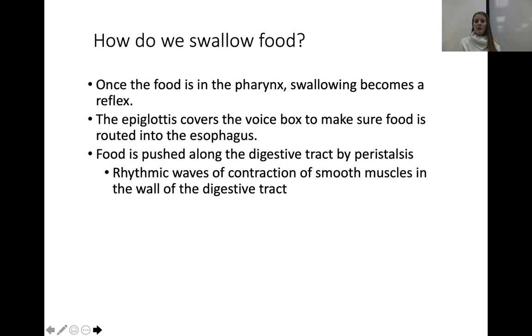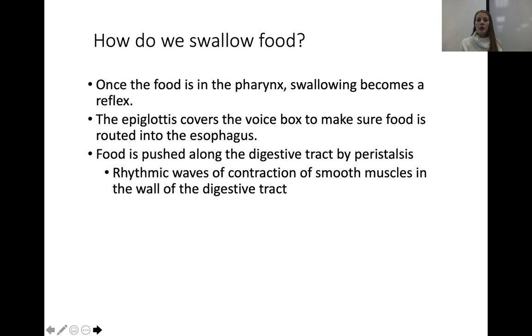The epiglottis covers the voice box to make sure that the food is routed into the esophagus. So we've also heard of the epiglottis. Maybe you've tried to breathe while drinking water by accident and you start to choke a little bit. My family, we say pipe when that happens, when you get a little bit of water or food into your lungs instead of your stomach. It looks like a little dam system in your throat, and it allows for the voice box to be covered and for food to be digested on the other side.